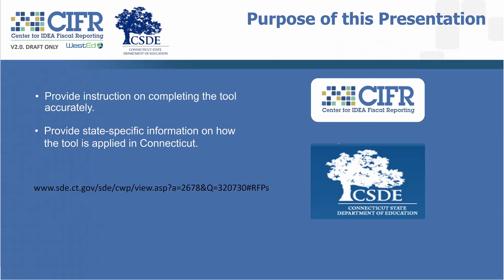Now, the tool covers both the eligibility or budgeting and MOE compliance or your expenditures standards. And version 1.3 runs through the 2019-2020 year. It's the compliance MOE for FY 2019 that we'll actually be completing in version 1.3. If you've not used Excel before, know that everything is there. You just need to look down at the bottom of the screen, at the bottom of the document, and recognize the tab you are in. The presentation in general will look at and provide instruction on completing the MOE calculator tool accurately and provide state-specific information on how the tool is applied here in Connecticut.